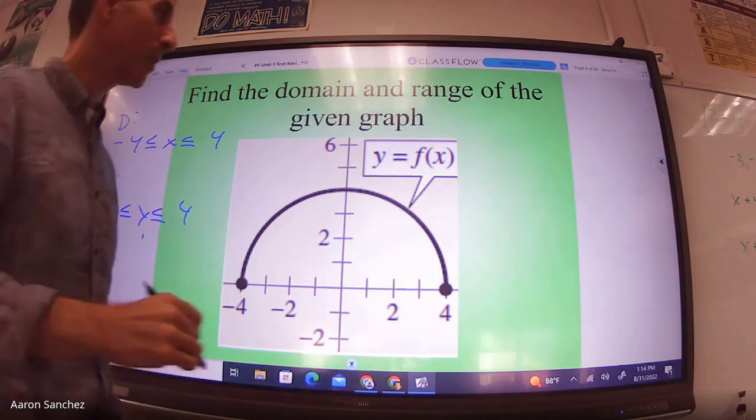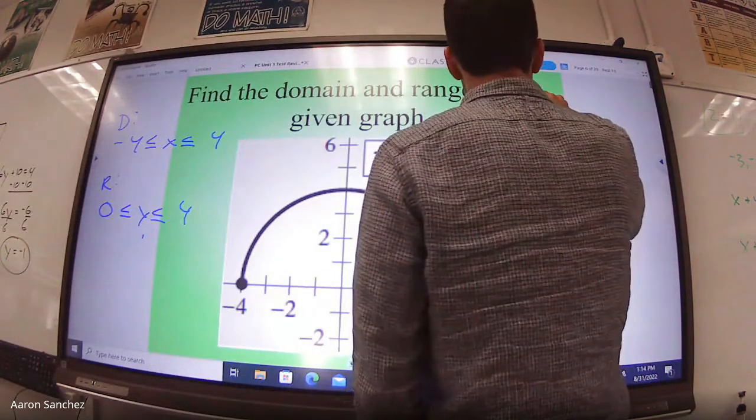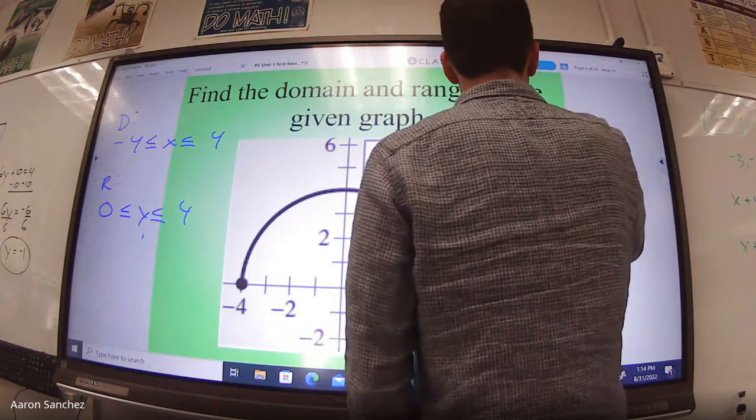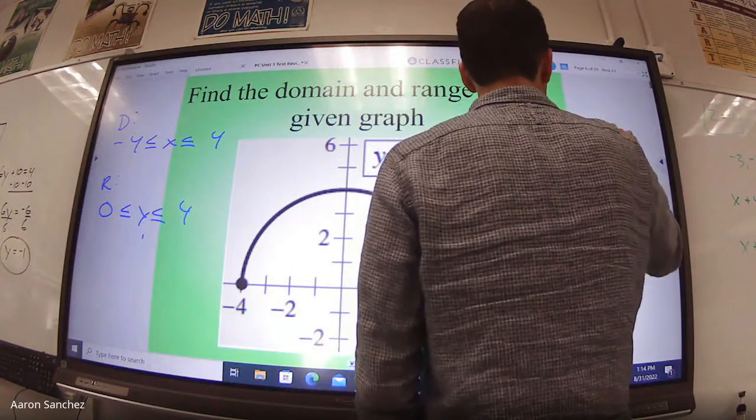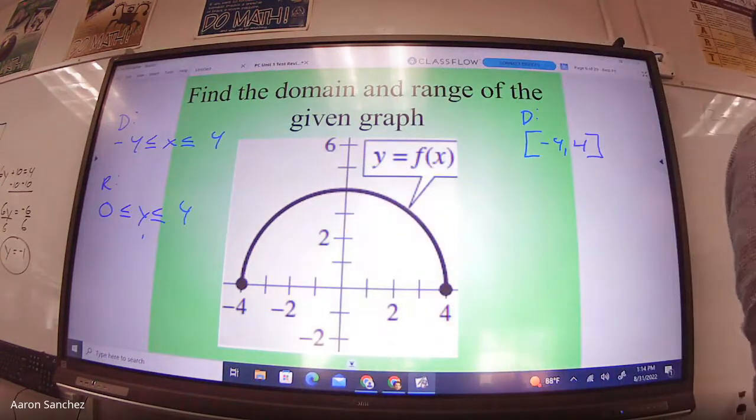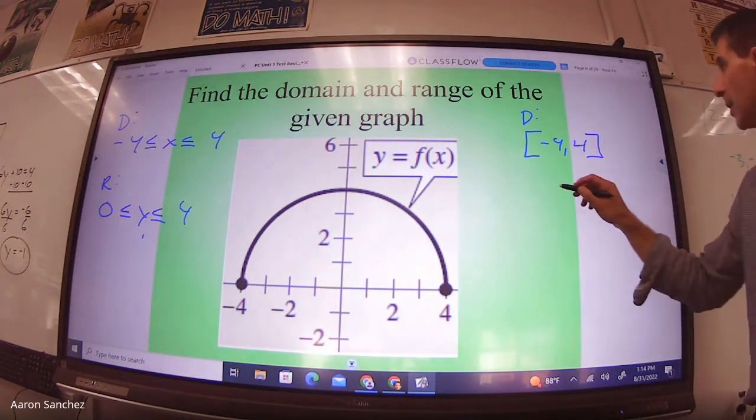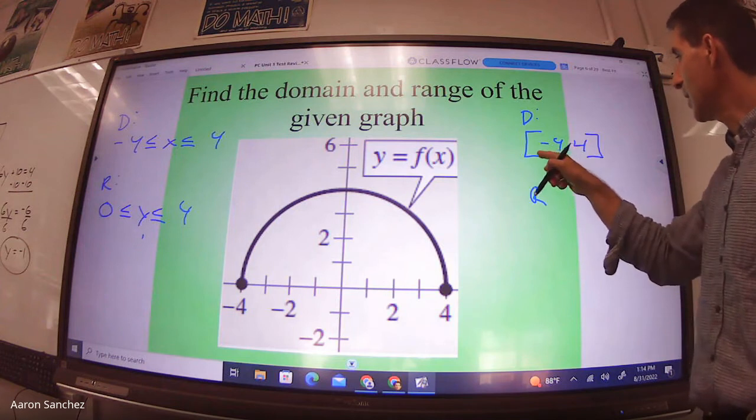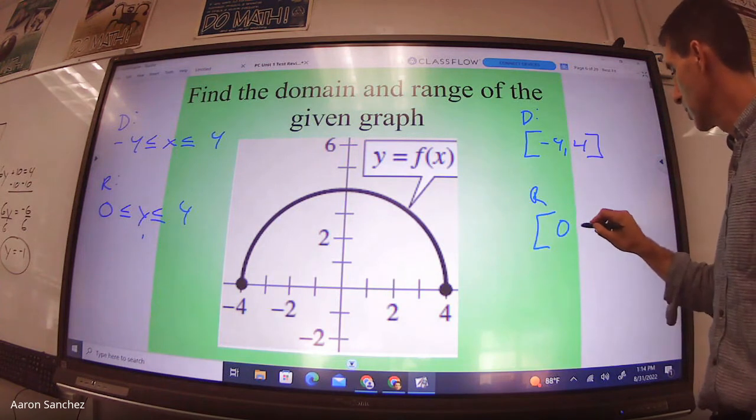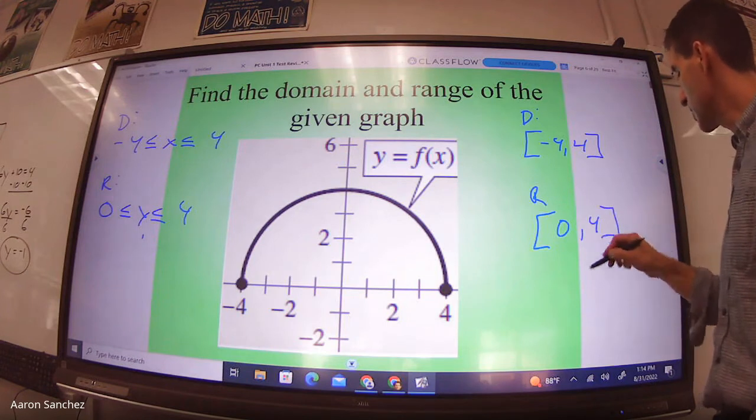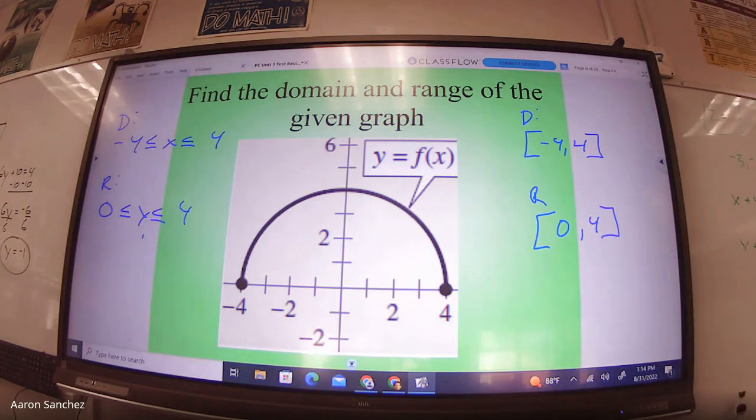Or you could do it in set notation, which basically looks like this. You got to list it as domain. You could go, it's equal to -4 to +4. You can put it like that. That's fine too. And then the range. But if it's equal, you got to do the square blocks. Range goes from 0 to 4. But you have to list the domain and range for that one. That's another way you can do it. Either way, I'll accept.